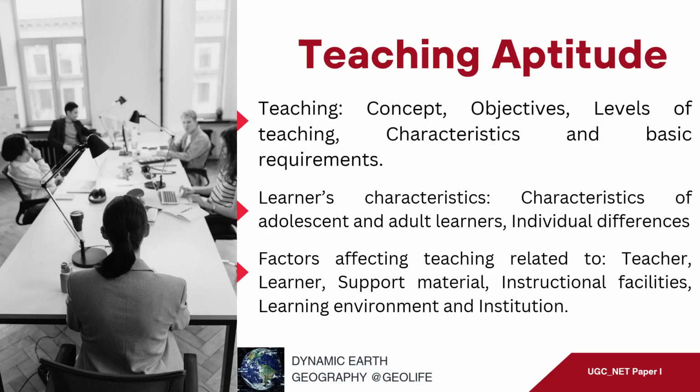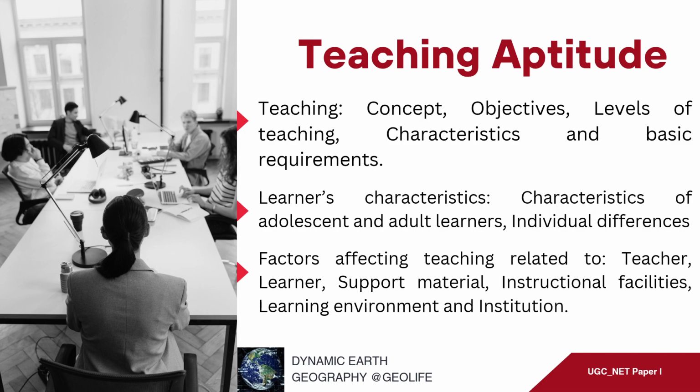And the first thing is teaching aptitude. This teaching aptitude includes the concept of teaching, objectives, the levels of teaching, characteristics and the basic requirements for teaching, like traditional and modern teaching equipment. And learners' characteristics, like you need to understand the students' level of psychology: students in adolescent age, adult learners and childhood behavior.